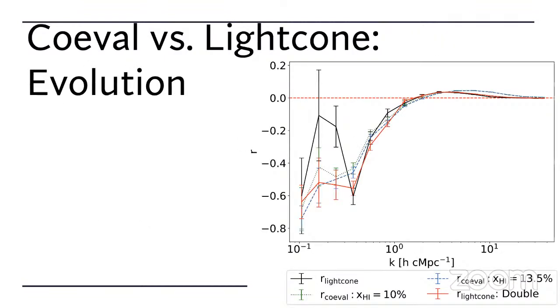So on the right here, this is 130 megaparsec in terms of our angular domain. I show two coeval cube cross correlations at 10% and 13.5% neutral fraction. Then my light cone in black has a 5% evolution, so it's between a neutral fraction of 10% and a neutral fraction of 5%. And the double, in red, is between a neutral fraction of 15% and a neutral fraction of 5%. With the 5%, we see this odd structure where we start seeing peaking occurring at low k scales, whereas when we double the bandwidth, it seems to go away.